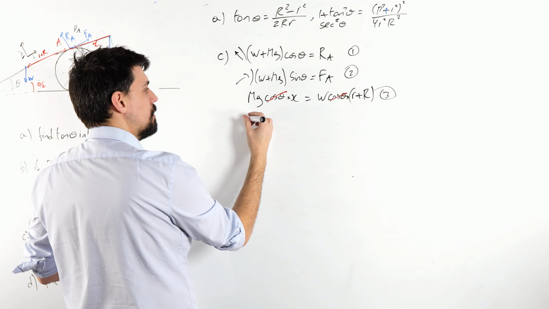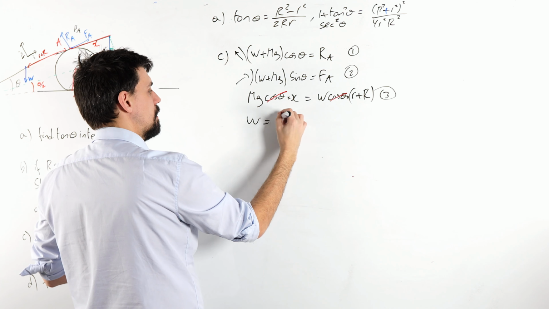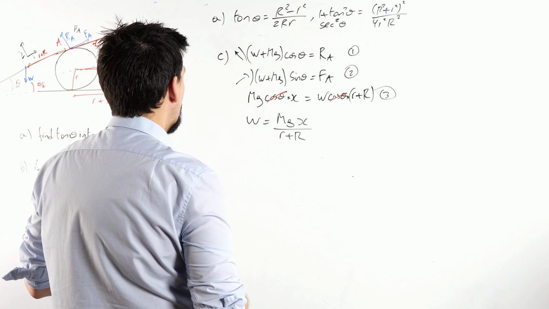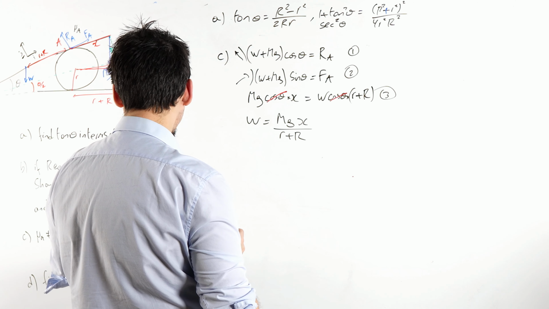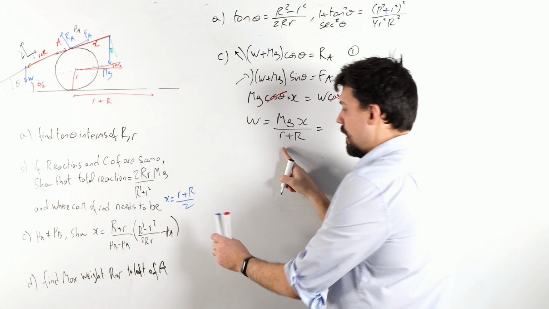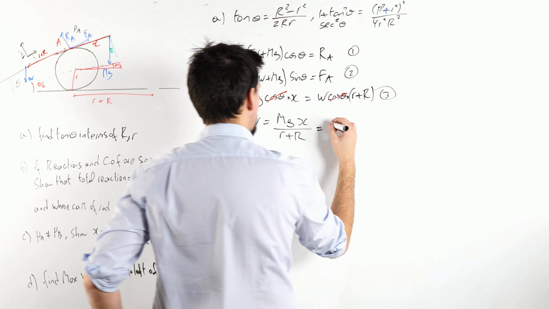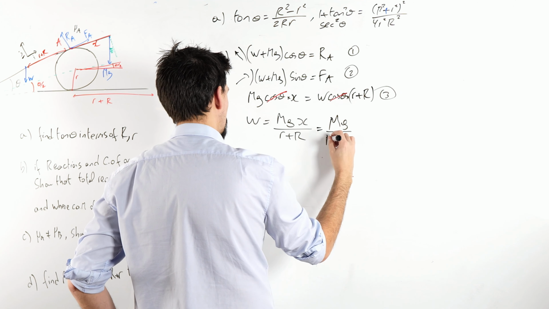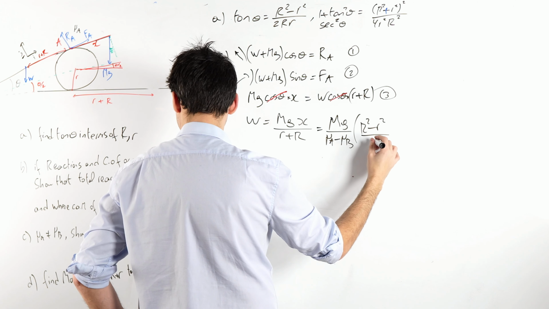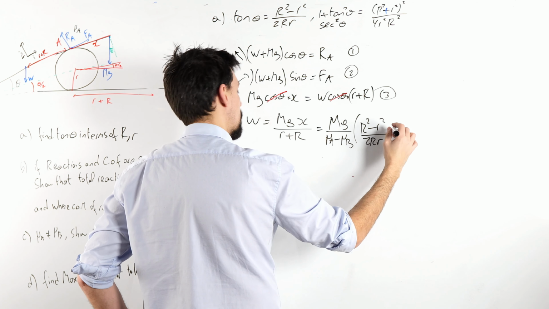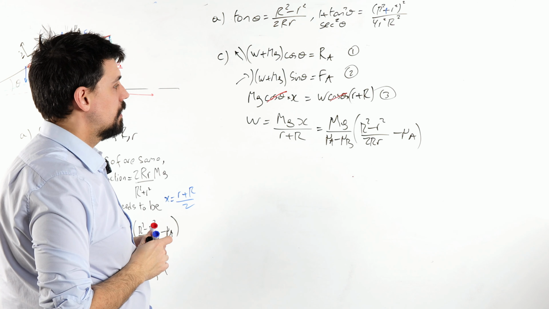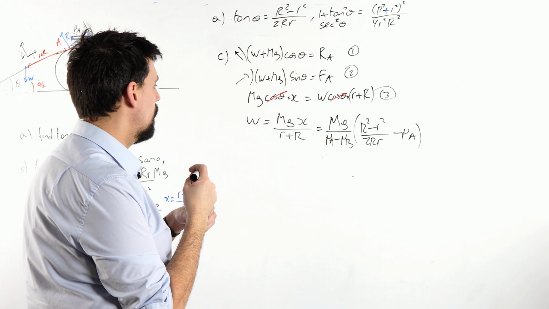But what we are going to do is say, well, W is mgx over R plus R. Now we do need to put in this value for x, which is amazing. But all it does is, you have a look, these two terms will cancel out. So essentially I end up with mg over mu A minus mu B over R squared minus R squared over 2RR minus mu A. And that's my attempt at that one. That is the best one we can do.